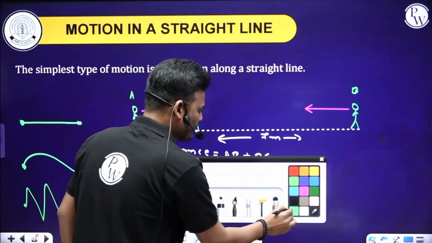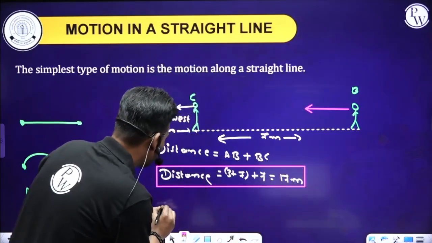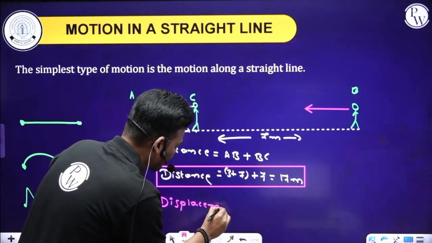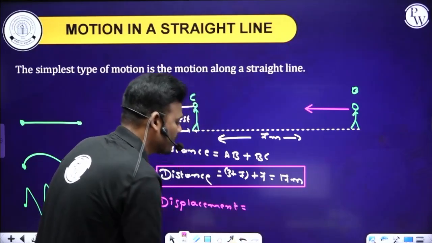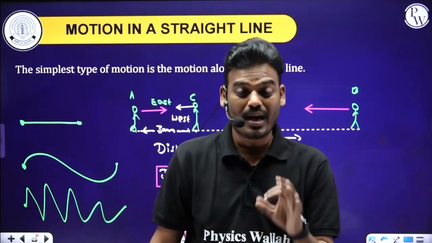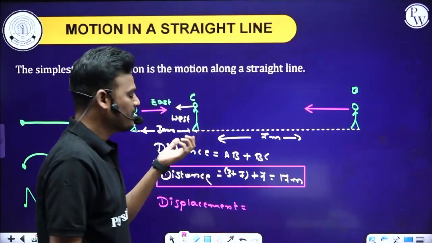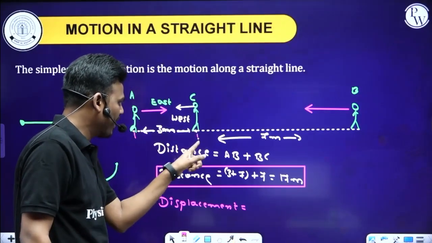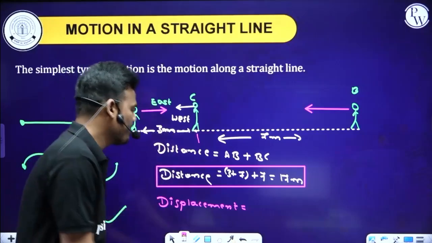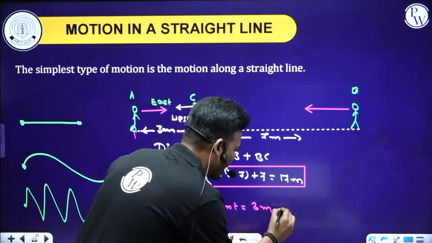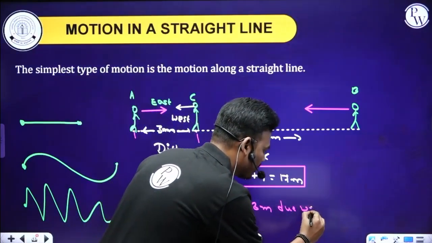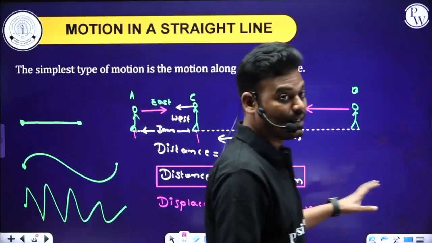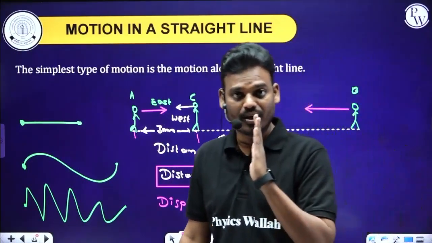And what about the displacement? Displacement. Can you guess? It is the distance measured from initial to final. Okay, initial to final. And you just specify the direction. This is the initial position. This is the final position. What is the distance between them? 3 meter. But what is the direction? Due west. So this is how you can calculate the distance and the displacement of the object.